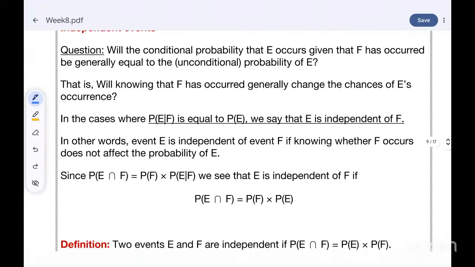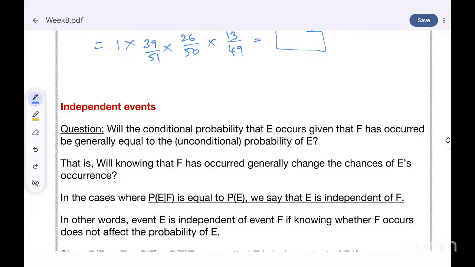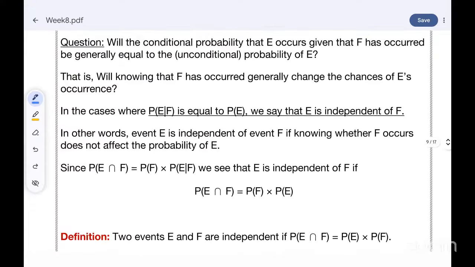Okay, so the next topic is understanding what are independent events. What is meant by independent? The name suggests that if there are two events, the happening of one event should not be dependent on the other event. So both should happen independently.